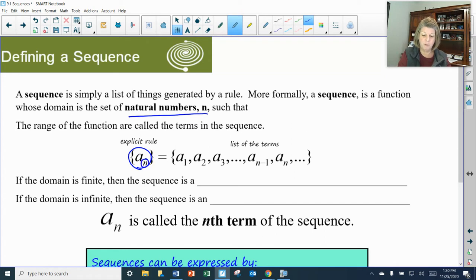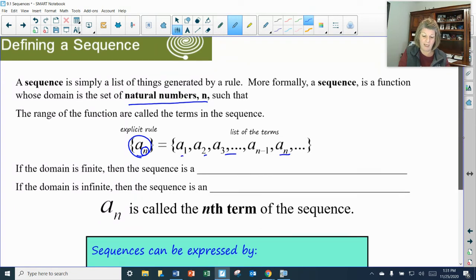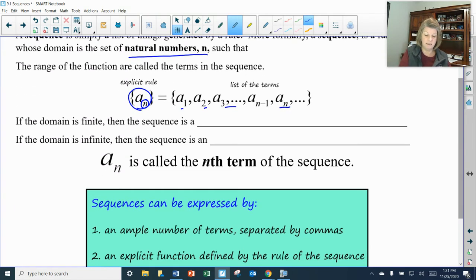And I would put in whatever term of the sequence that I'm on. If I'm on the first term, then n would be 1. If I'm on the second term of the sequence, n is 2, and so forth. So you can see that listing out there. If the domain is finite, then the sequence is called a finite sequence.